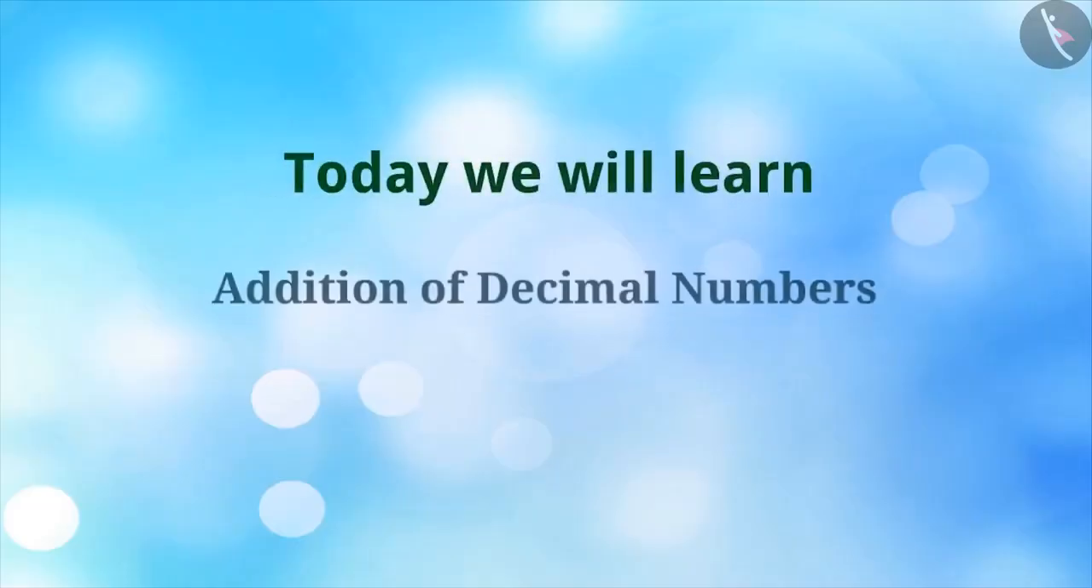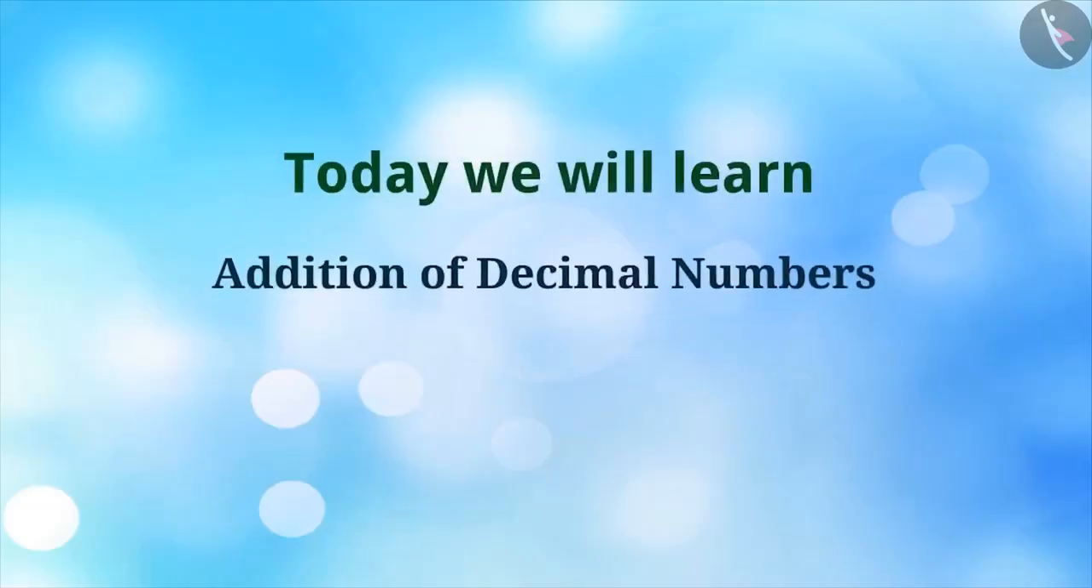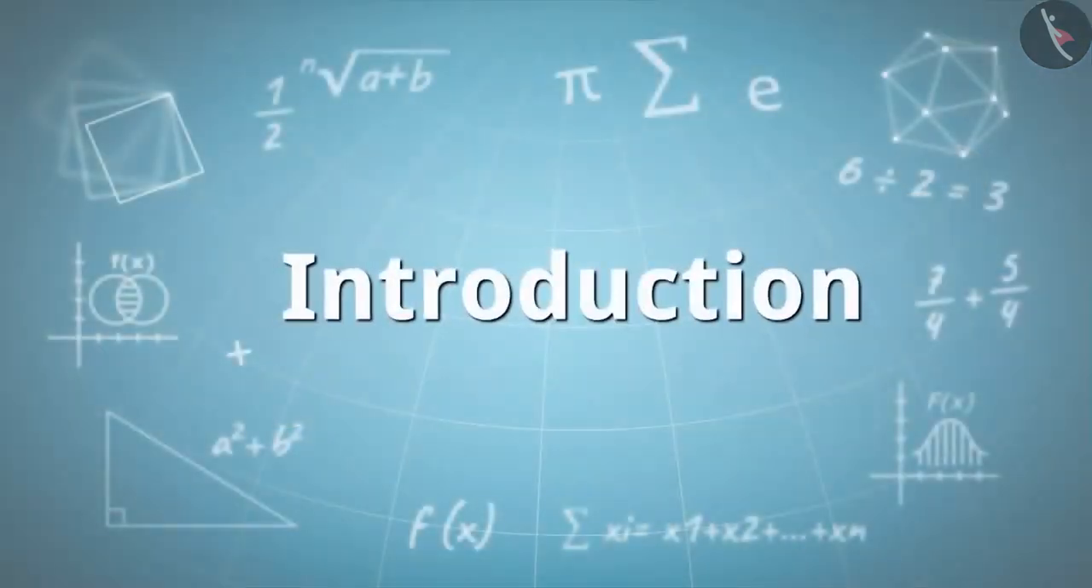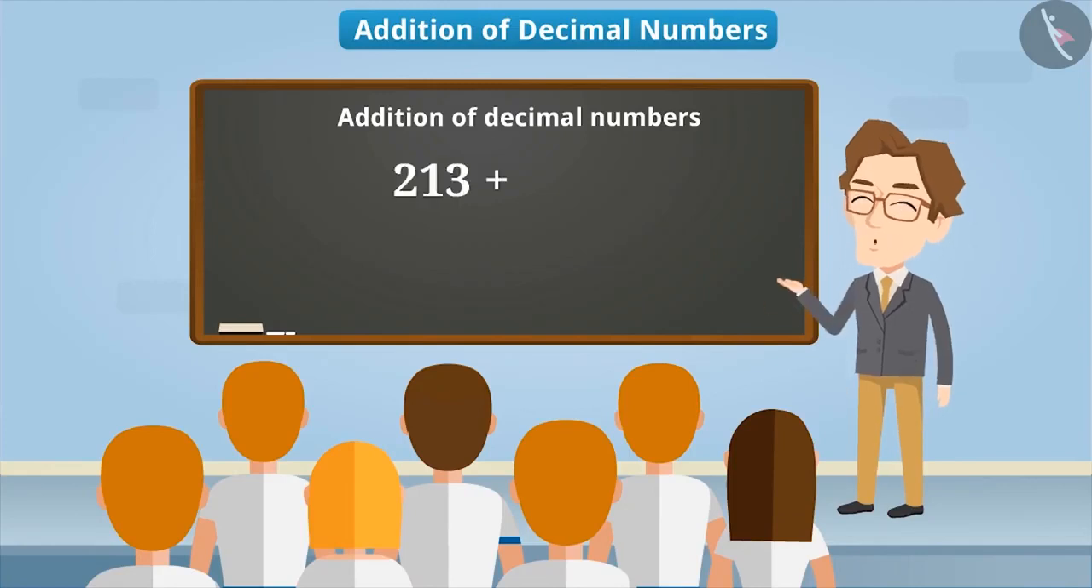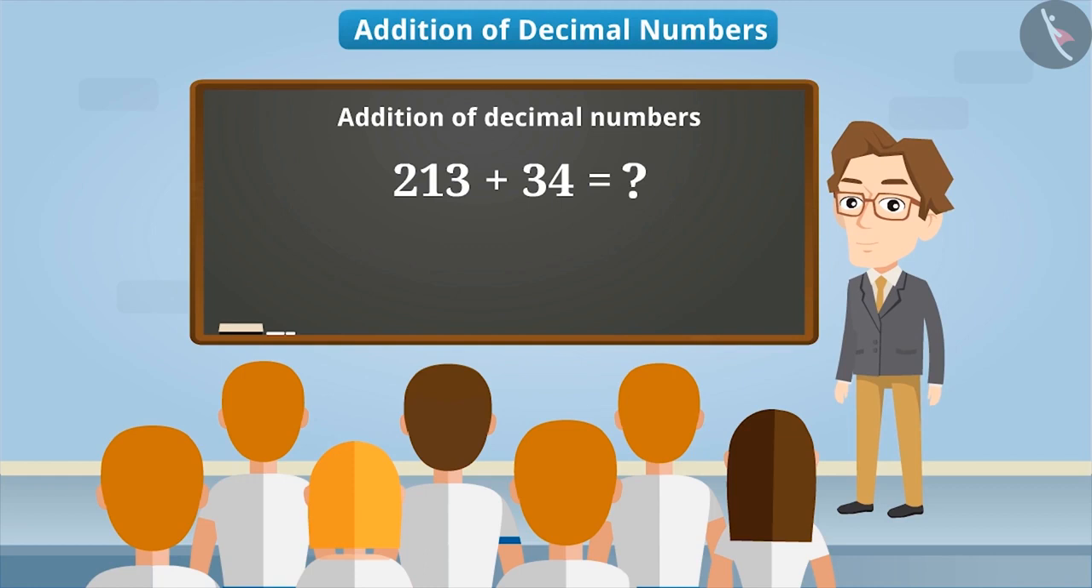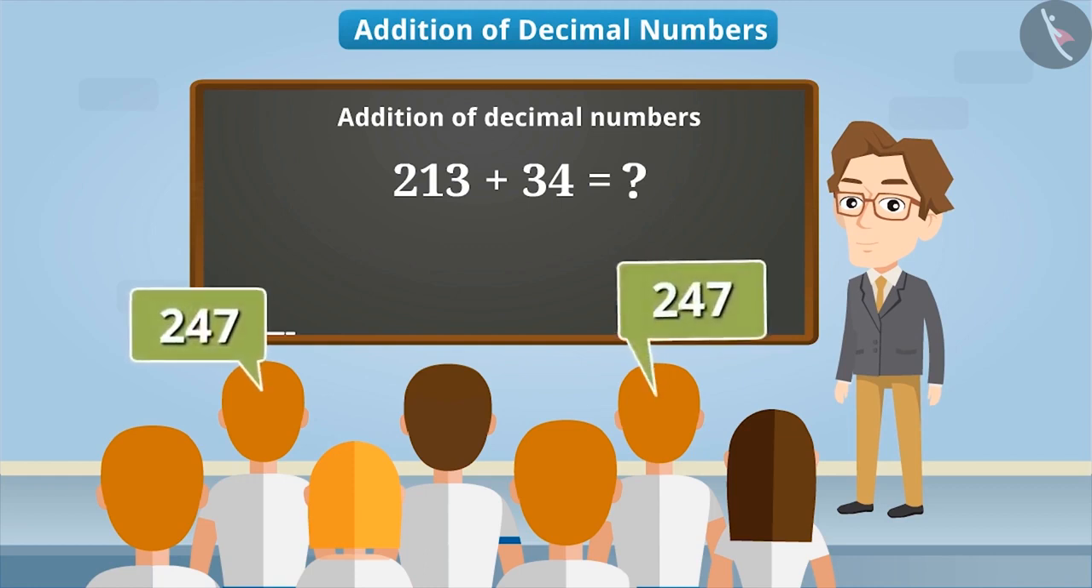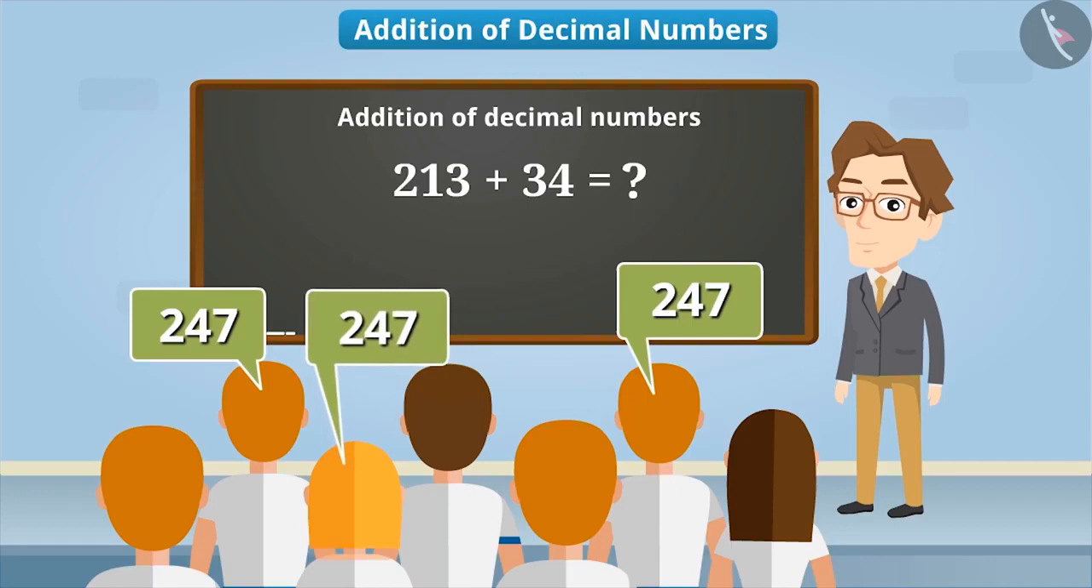Today, we will learn addition of decimal numbers. In a classroom, the teacher was teaching the topic addition of decimal numbers. The teacher asked the students the sum of 213 and 34. The students answered 247 very easily. Everyone was happy that they had answered it quickly.